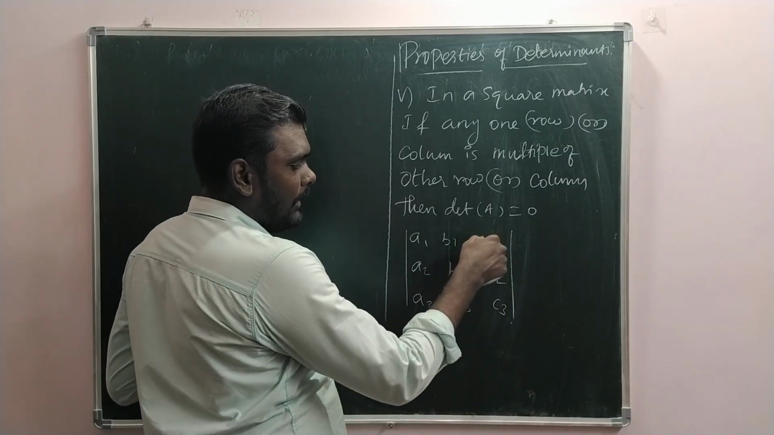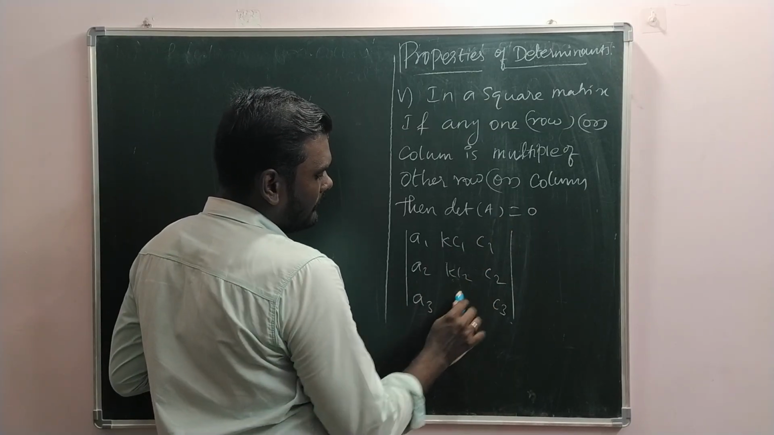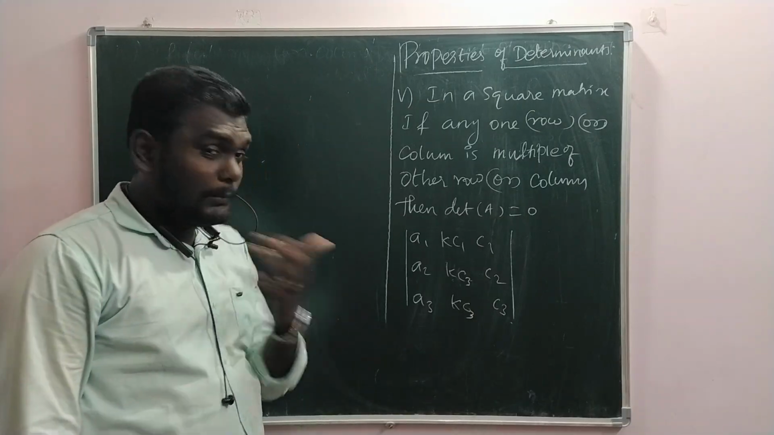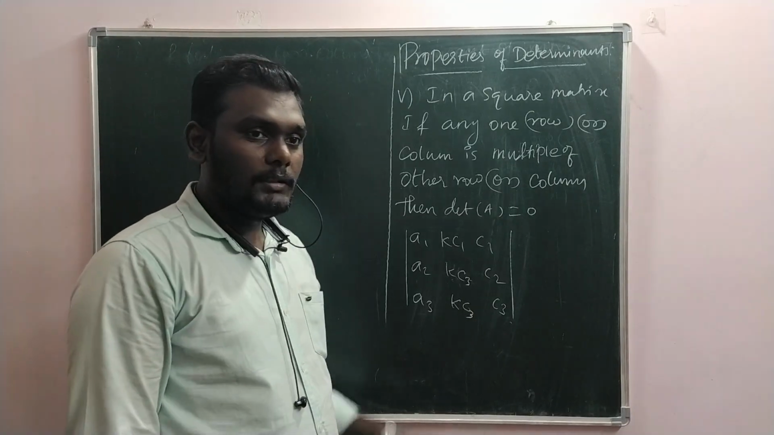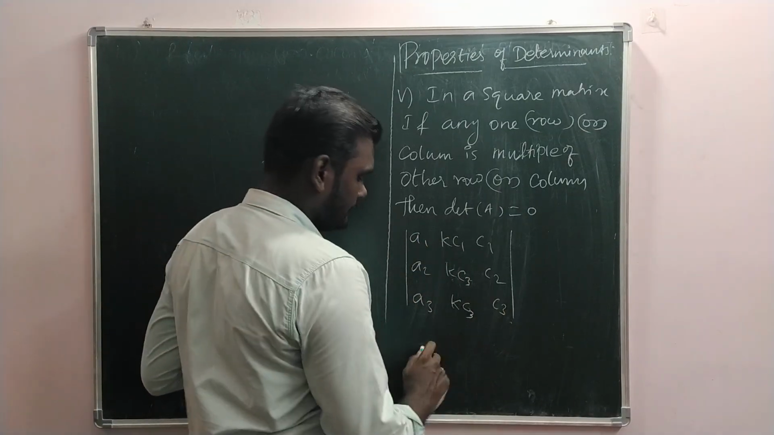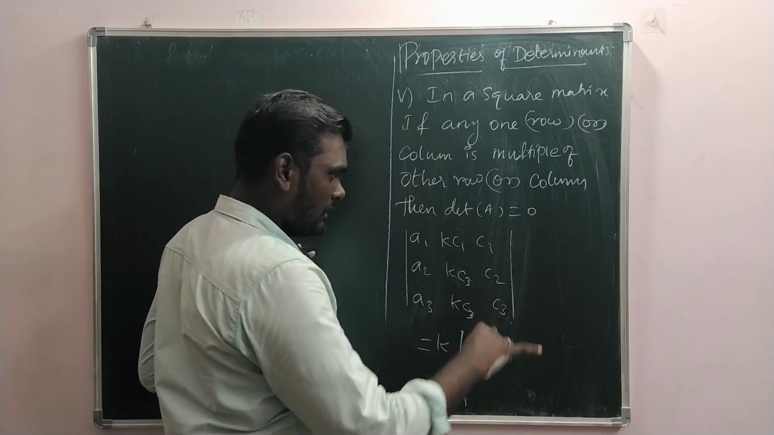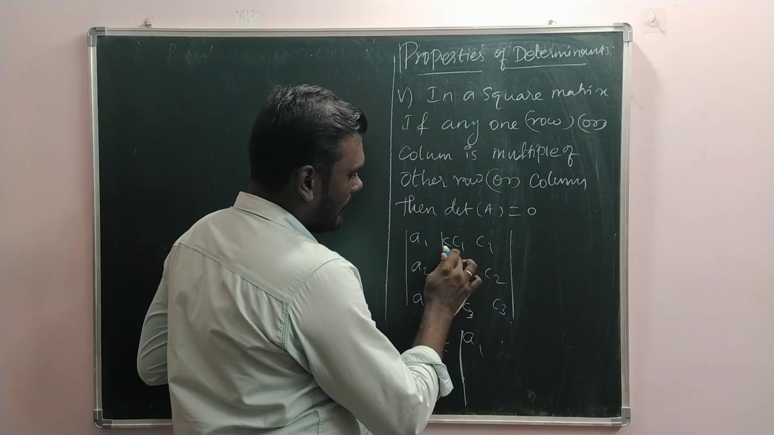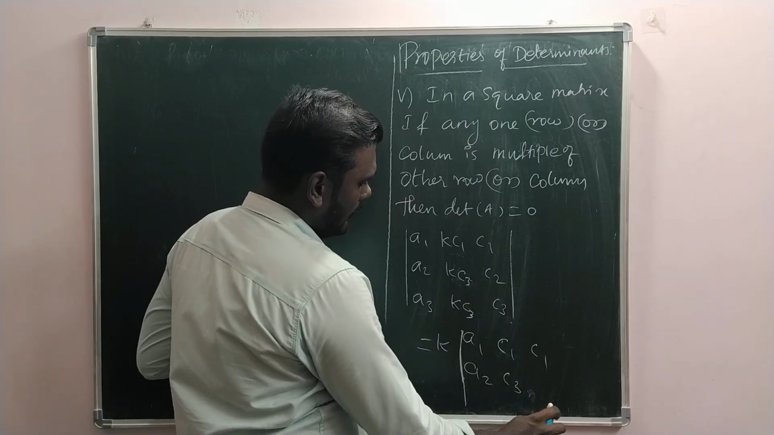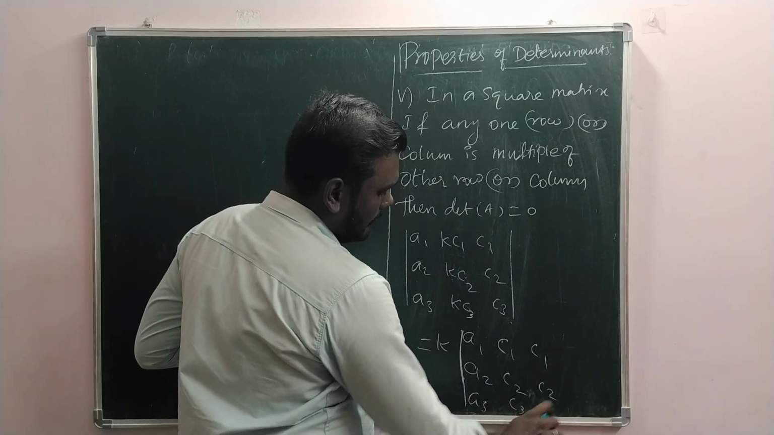Suppose all of B1, B2, B3 are K times C1, K times C2, K times C3. Then using the previous property, what does it state? If any row or column is a multiple of a number, then the determinant value will be K times the original determinant, right? No, not 0. K times the original determinant. What is the original determinant? A1, this K will be taken out, C1, and this is A2, C2, C2, and this is A3, C3.